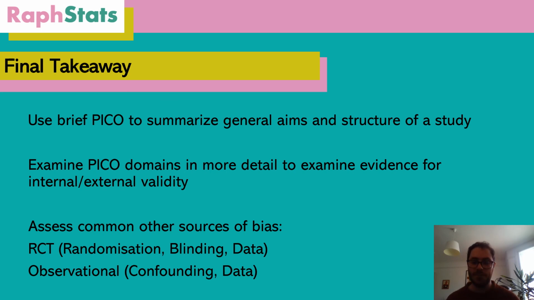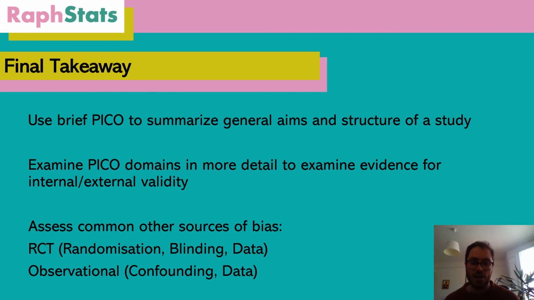So this has been, again, quite a dense lecture, lots of information, so feel free to go back over it. But the final takeaway, I'd say, is that we can use PICO to briefly summarize the general aims and structure of a study. We can then examine these PICO domains in more detail to examine evidence for both internal and external validity. So really dig into not just who is their population, but why have they chosen them? Why is this a good thing? Why is this a bad thing? What might be the biases that they introduced here?